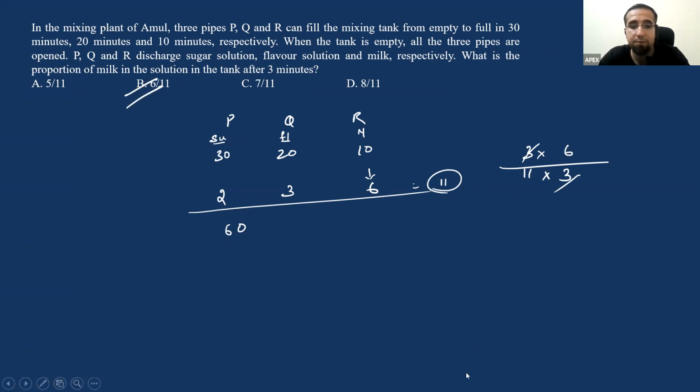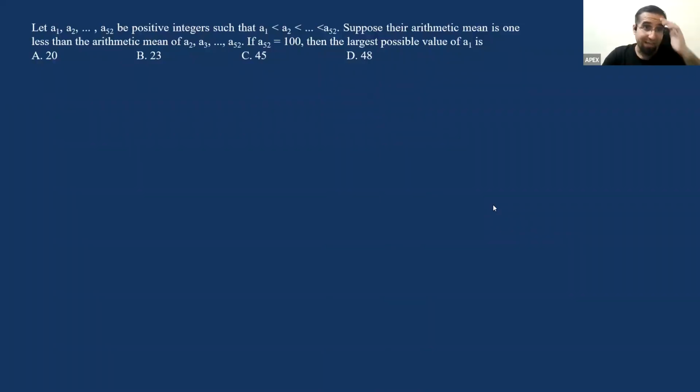So let's look at the next question, guys. Yep, let's look at this question. A1, A2, A3 are positive integers such that A1 is less than A2 and so on. Now the first hint is they are positive integers and in ascending order. Suppose their arithmetic mean is 1 less than the arithmetic mean of these terms.